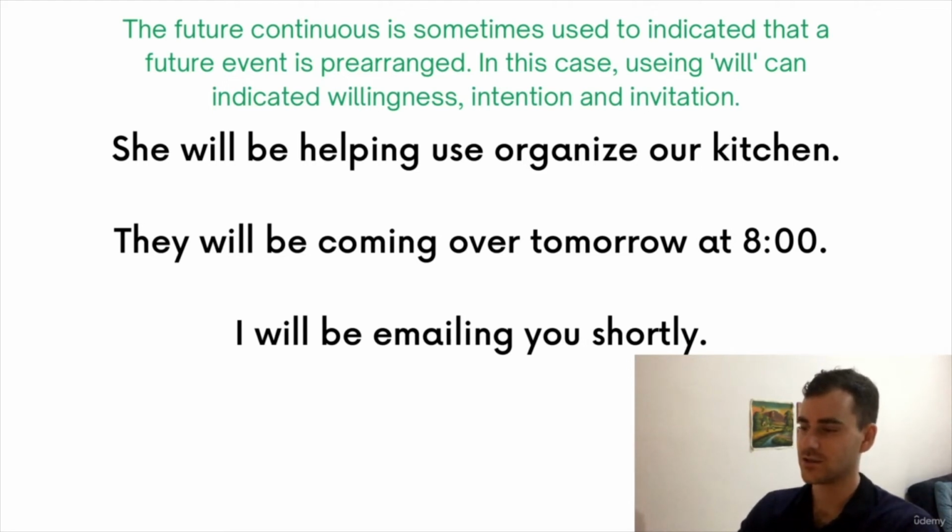In this case, using will can indicate willingness, intention, and invitation. She will be helping us organize our kitchen. They will be coming over tomorrow at 8. I will be emailing you shortly. In all three sentences, we're indicating that a future event is prearranged. Whether it be organizing our kitchen, coming over tomorrow, or emailing you shortly, all of these events are planned for the future. We're planning for them to happen.